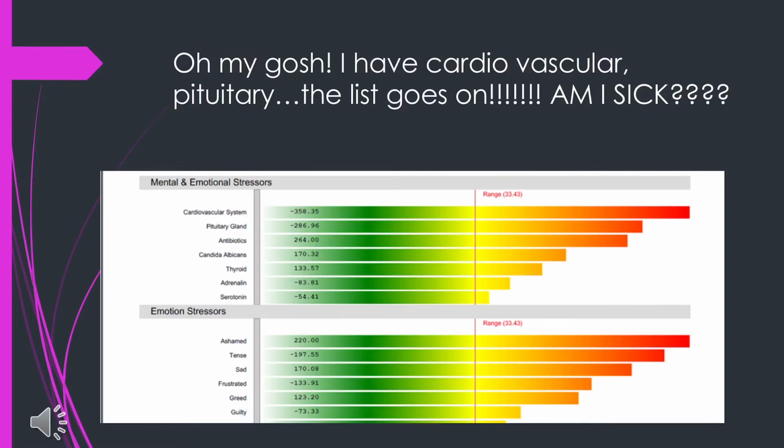This is a really good example of why people start to panic. When people see a chart like this, they say, oh my gosh, I have cardio issues, I have issues with all kinds of things, pituitary. I mean, I'm in the red, right? So I must be sick. But the answer is probably not. When we have emotional stressors in our lives, they can certainly wreak havoc on our bodies in other ways. So we need to take into account what's going on here.